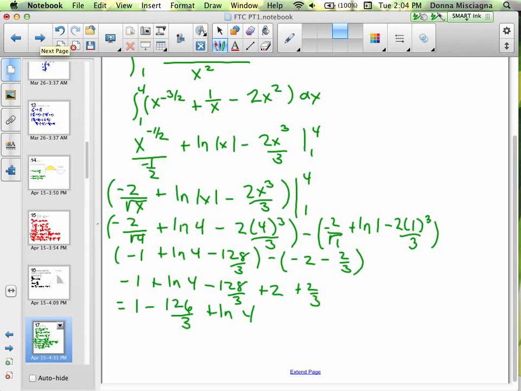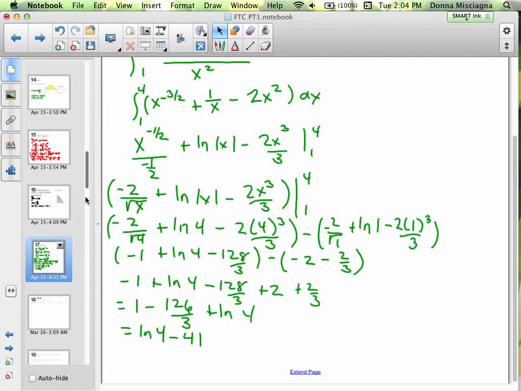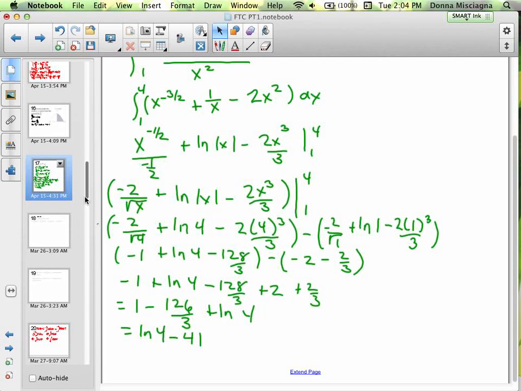So 126 thirds. That's going to be 42. So 1 minus 42. So I'm going to write the positive one first. Natural log of 4 minus 41. And that's our answer. All right, assuming no computation errors. I tried as best I could to not make any computation errors in these. All right, so that's that one. And I wouldn't simplify that any further. I would leave it the exact answer.